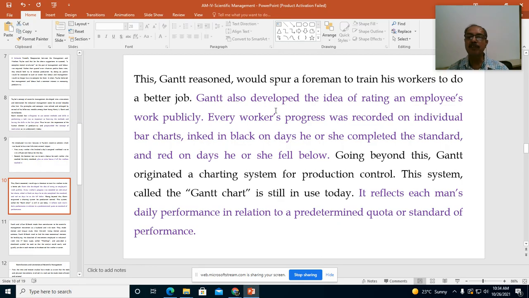So Gantt also developed the idea of rating an employee's work publicly. Every worker's progress was recorded on individual bar charts, inked in black on days he or she completed the standard work and red on days he or she fell below. Going beyond this, Gantt originated a charting system for production and control that is still being used. It reflects each man's daily performance in relation to a predetermined quota or standard of performance.